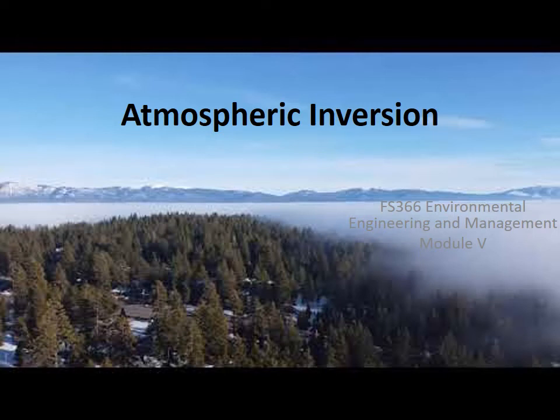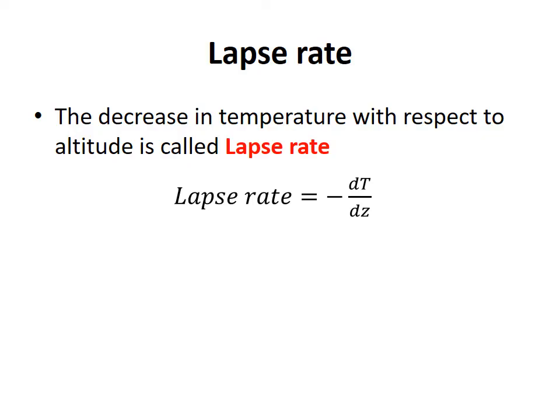Hello students, today we are going to discuss atmospheric inversion. Before discussing atmospheric inversion, let's see what lapse rate is. Lapse rate is the decrease in temperature with respect to altitude. It is represented as minus dT by dZ, where T is the temperature and Z is the altitude.